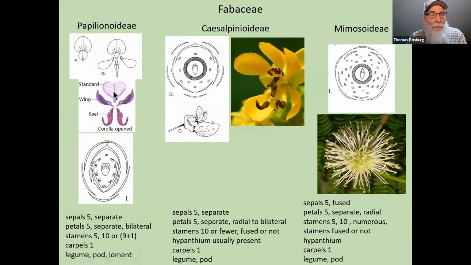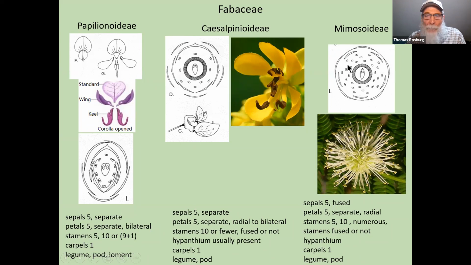The five petals here are given different names. The standard or banner is the large petal up on top that serves as an attractor, a signal to the pollinator. Then there are a couple of wing petals that are used for landing, and then a couple of keel petals down below that are usually fused along the bottom side and enclose the stamens.